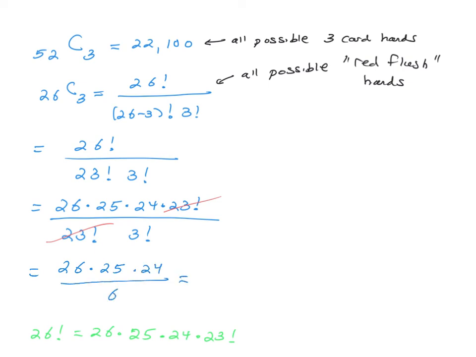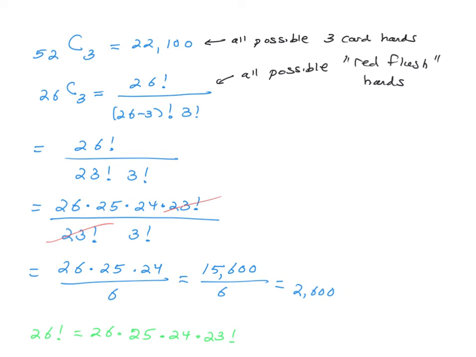Again, pretty big number. I'll do that in my calculator. 26 times 25 times 24 is 15,600 in just the numerator. And if we divide that by 6, we get 2,600. So out of all possible 3-card hands from the entire deck, the total number of all possible red flushes is 2,600.